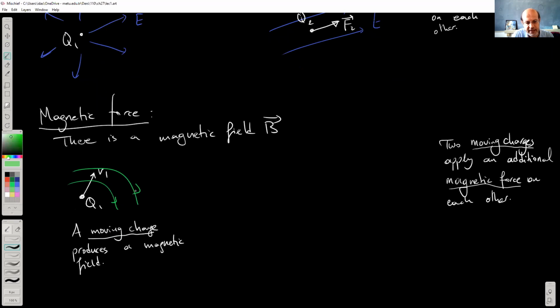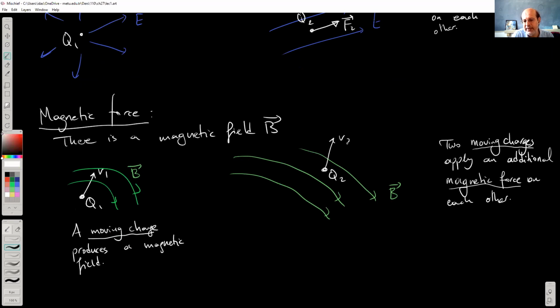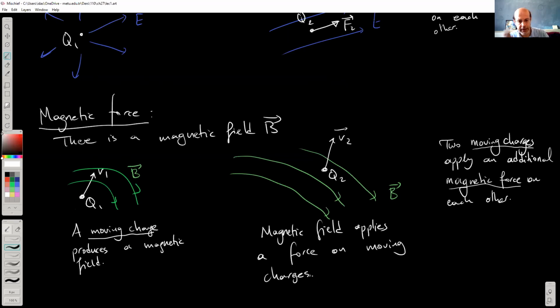There is the second aspect in here. So that's the magnetic field in here. If I have some kind of a magnetic field already produced by some moving charges, and if I have a second charge in here, which is moving with some velocity v2, let's say it like this, a magnetic field applies a force on moving charges. Okay.